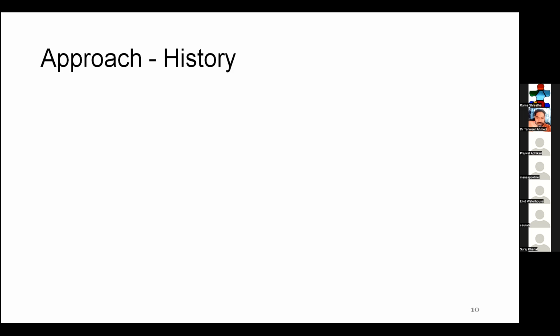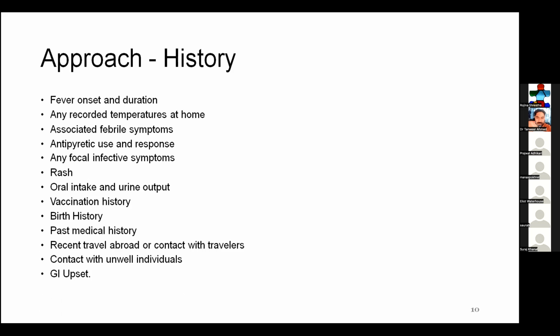So what's the difference between kiddies and the adult? Basically, history taking is a bit difficult in the pediatric age group, because we cannot get a direct history, so we have to get a collateral history from the parents or carer. We have to find out the fever onset, duration, any recorded temperature at home, associated febrile symptoms, any antipyretic use or response.